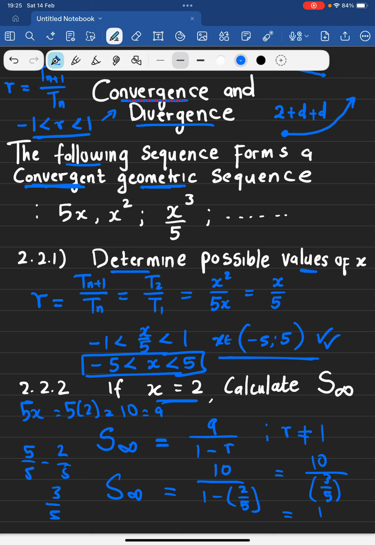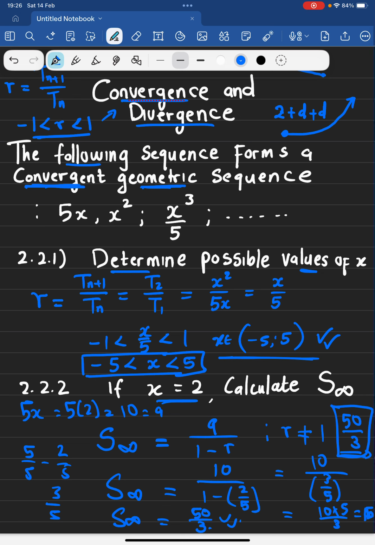Then this becomes 10 times 5 divided by 3. And then you can just put this into your calculator. I think we can simplify it, so 50 divided by 3. So that becomes the answer, the sum to infinity, 50 divided by 3. But you can just use a calculator as well.